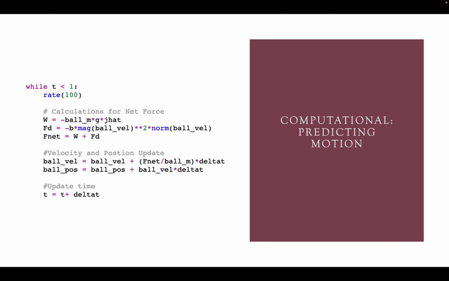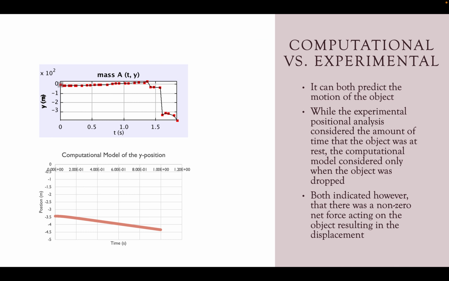While time was less than 1 second, we knew that the force net was the sum of the force of weight as well as the drag force. Then we used the velocity and position update equations derived from Newton's second law to predict the motion of the object. And then with each iteration, we updated the time.